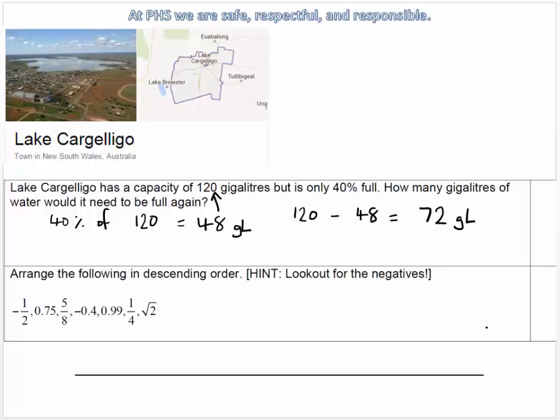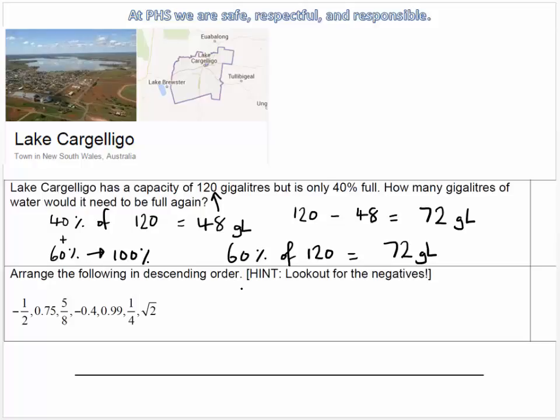So another way to do that question is, if it's 40% full, it needs 60% to get back to 100%. So if we add 60%, that takes us back up to 100%. So another way to do that would have been, well, what is 60% of 120? And if you did that on your calculator, you'd also find that that's 72. So there's more than one way to do these things.